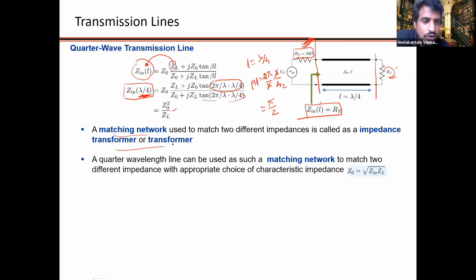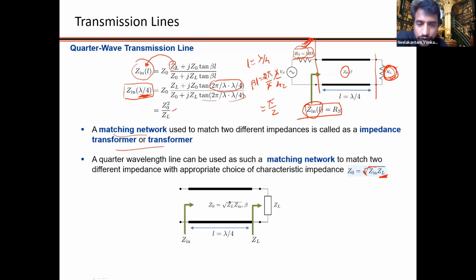For example, you want Z0 to be whatever ZL that you have here times whatever Zin that you want to achieve, the square root of that is going to give you the match. When Z0 is going to be the square root of Zin ZL, it's going to be matched. The Zin will be equal to ZL if my Z0 is this term. If my Z0 is the square root of ZL times Zin, that's a quarter wave transformer.